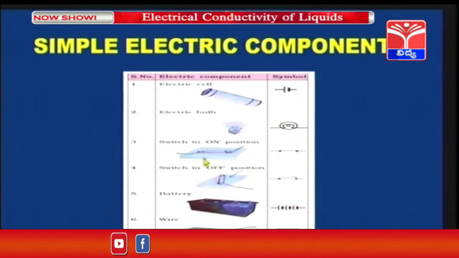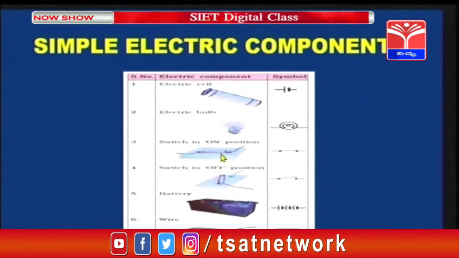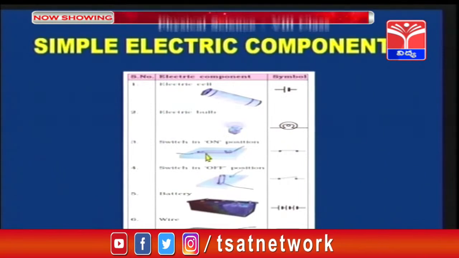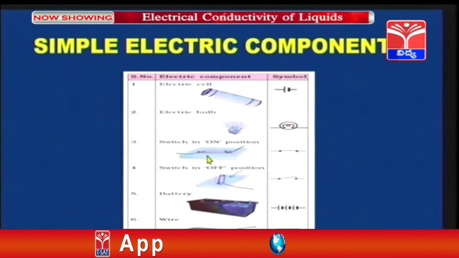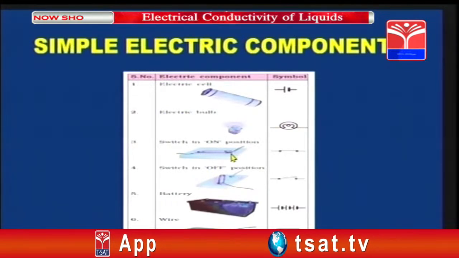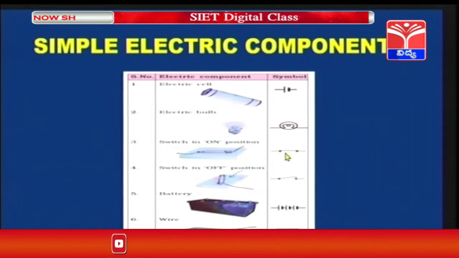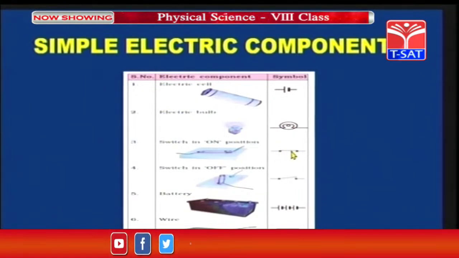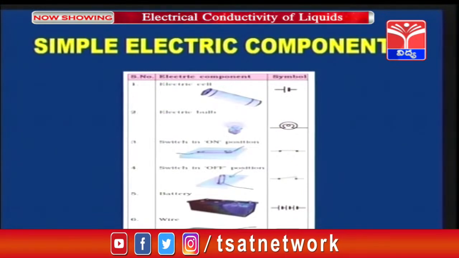Now see this diagram children. There is a pin here between two wires. That means the pin is connecting the two terminals of a circuit. That means right now this is in an on position. This is the switch on position children, which is called a closed circuit. When the switch is on, we say the circuit is closed.